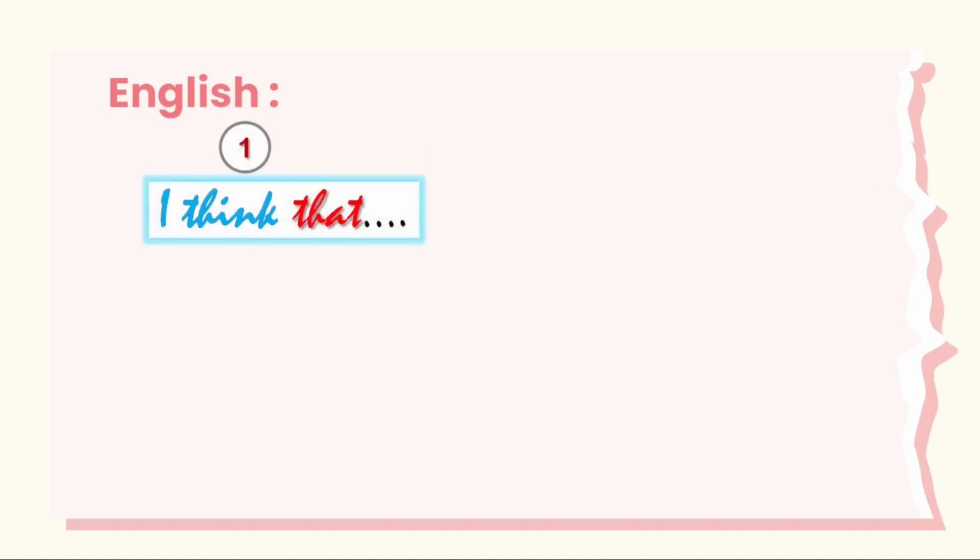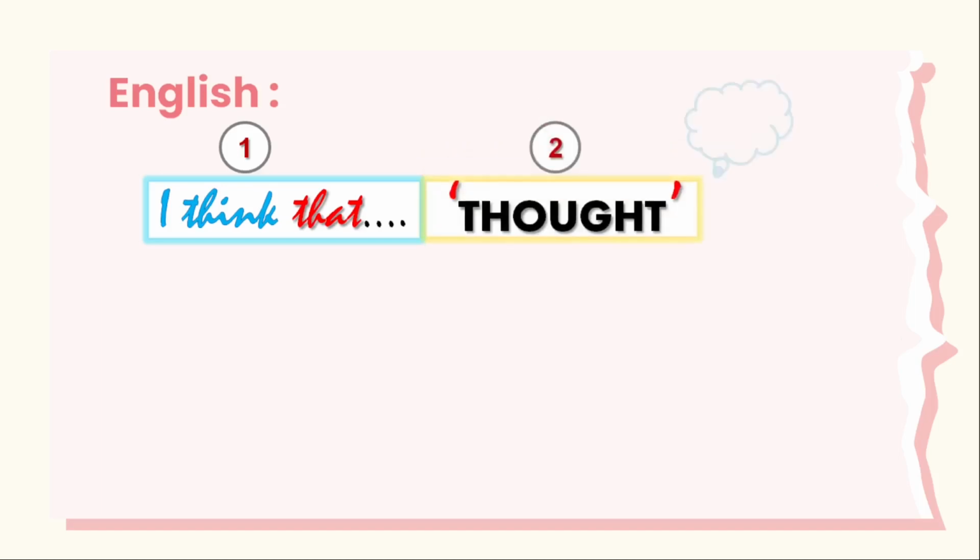In English, whenever we want to express our thought, we first say, I think that, and then we place our thought. That's how we do it, right? I think that, blah, blah, blah. Whatever you think. I think that Japanese is interesting. That's how we do this.